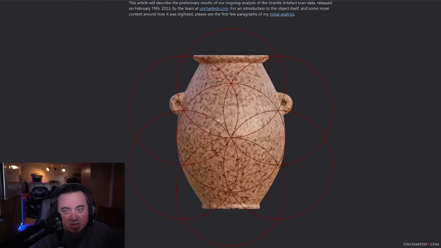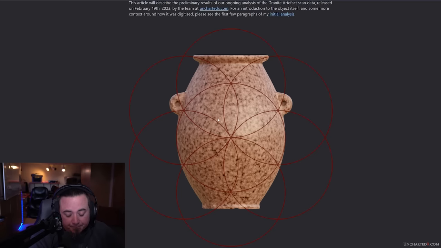It's telling a story about the capabilities of the people who made it, and about their understanding of the universe and some fundamental principles of nature and things like sacred geometry. All of these things are reflected in this vase. And in fact, it even tells a story about potentially what their whole system of mathematics might have been.